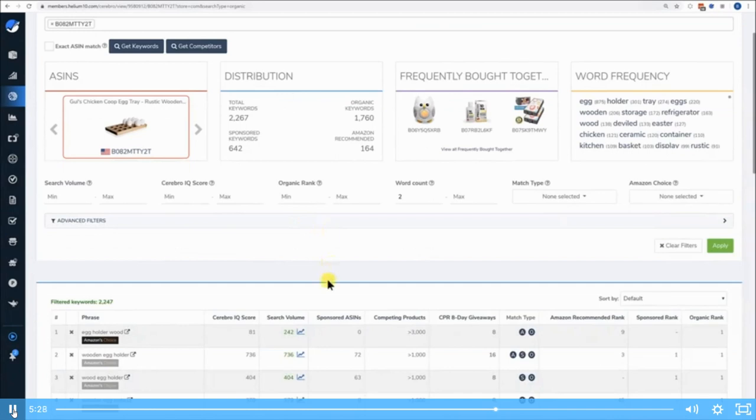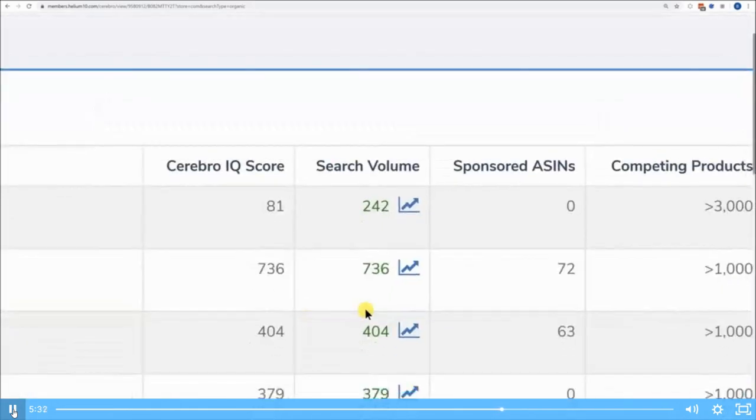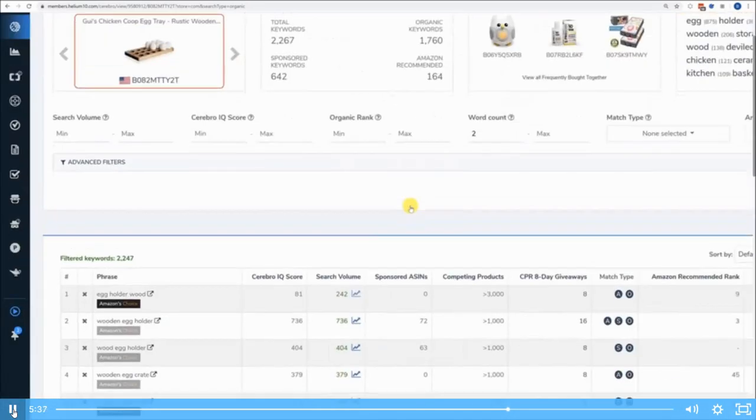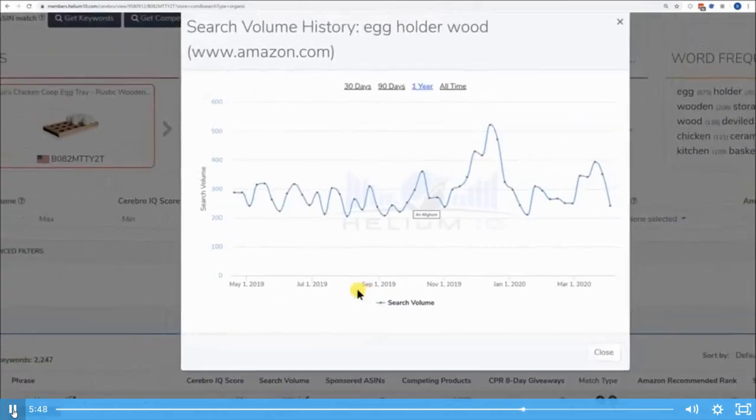Now, one thing you might notice here is this little search volume chart right here. Basically, you can now search the history of the search volume. For example, egg holder wood, I would imagine that doesn't change week by week or month by month. Let's just click on it. It gives me a chart of the searches. Interestingly, there was an increase in egg holder wood right during Christmas time. So that makes a little bit of sense. People were using this egg holder as a gift, but throughout the year, it seems to be fairly steady.